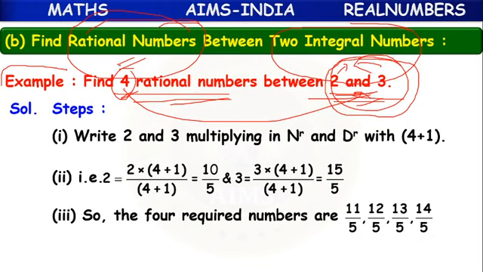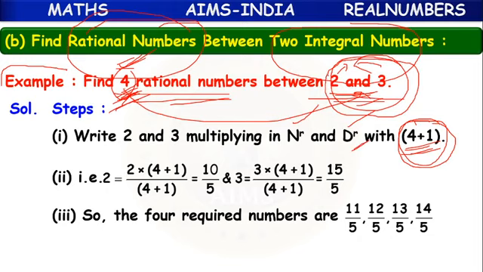Suppose you want to find 4 rational numbers. What we have to do is take 4 plus 1. Whatever the required number is, one extra is to be added, so 4 plus 1. With that number, we have to multiply both numerator and denominator.